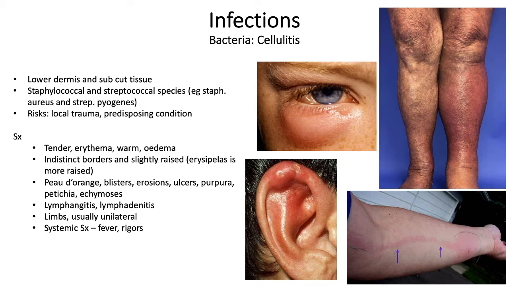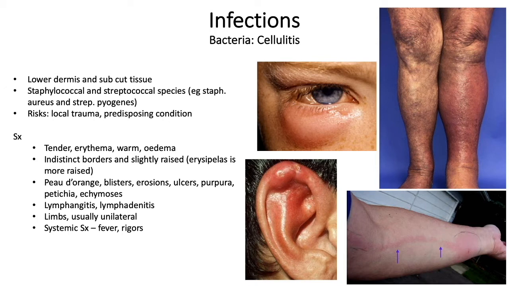Again, similar to Erysipelas, it has the cardinal signs of inflammation, so tender, red, warm, and edematous. However, unlike Erysipelas, it's got indistinct borders, and it's not as raised. It can have similar things to, as I described before, so blistering, dimpled skin or peau d'orange, erosions, ulceration, purpura, and bruises in general, or ecchymoses.